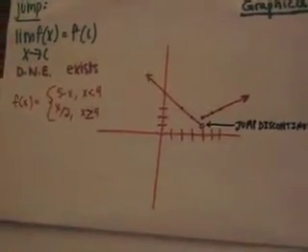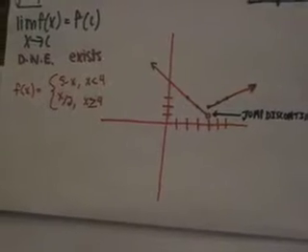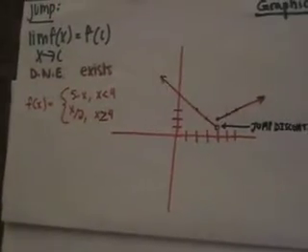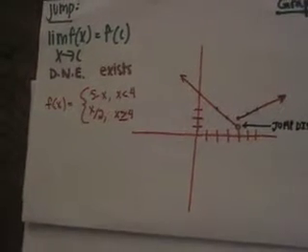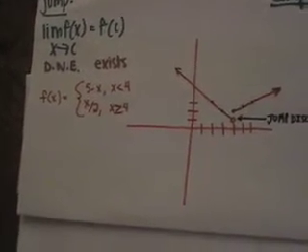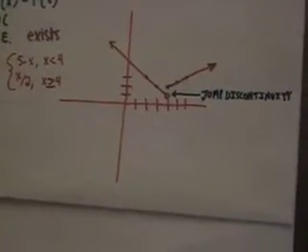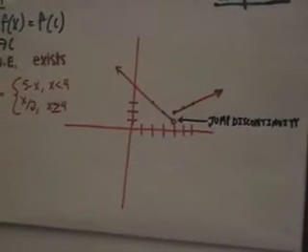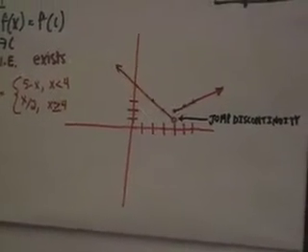This is the graphical approach for a jump discontinuity. We have the function f of x equals 5 minus x for all values less than 4, and x over 2 for all values greater than or equal to 4. In the graph, you can see that the right-hand limit and left-hand limit, when x equals 4, are not the same, but they both exist. Therefore, it's a jump discontinuity.